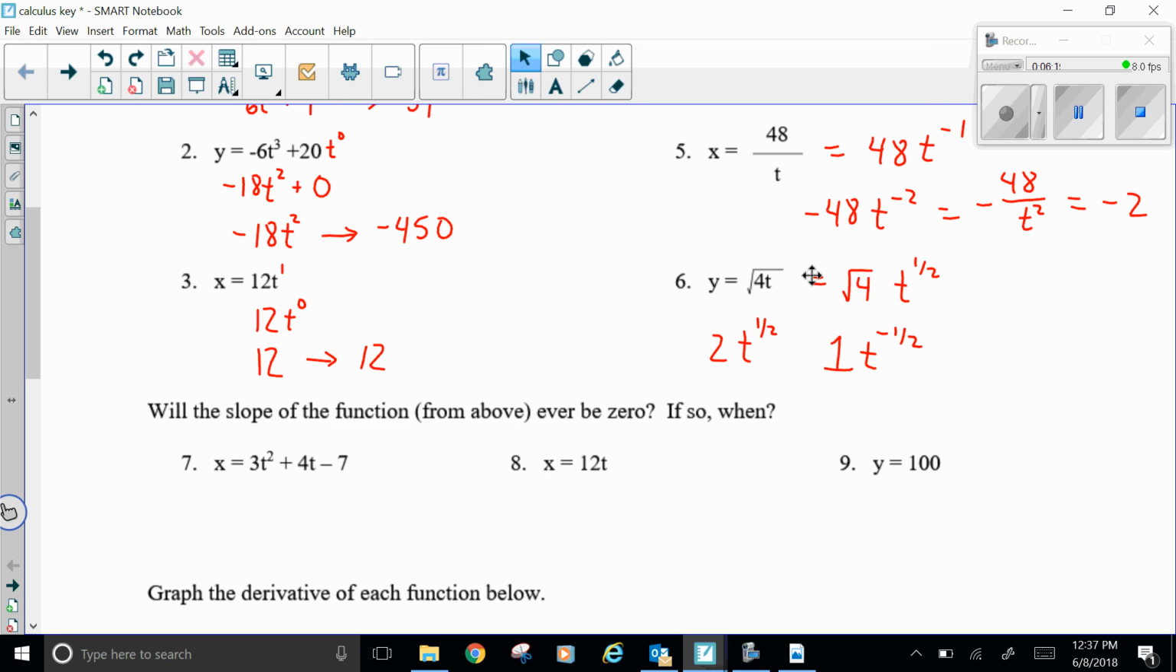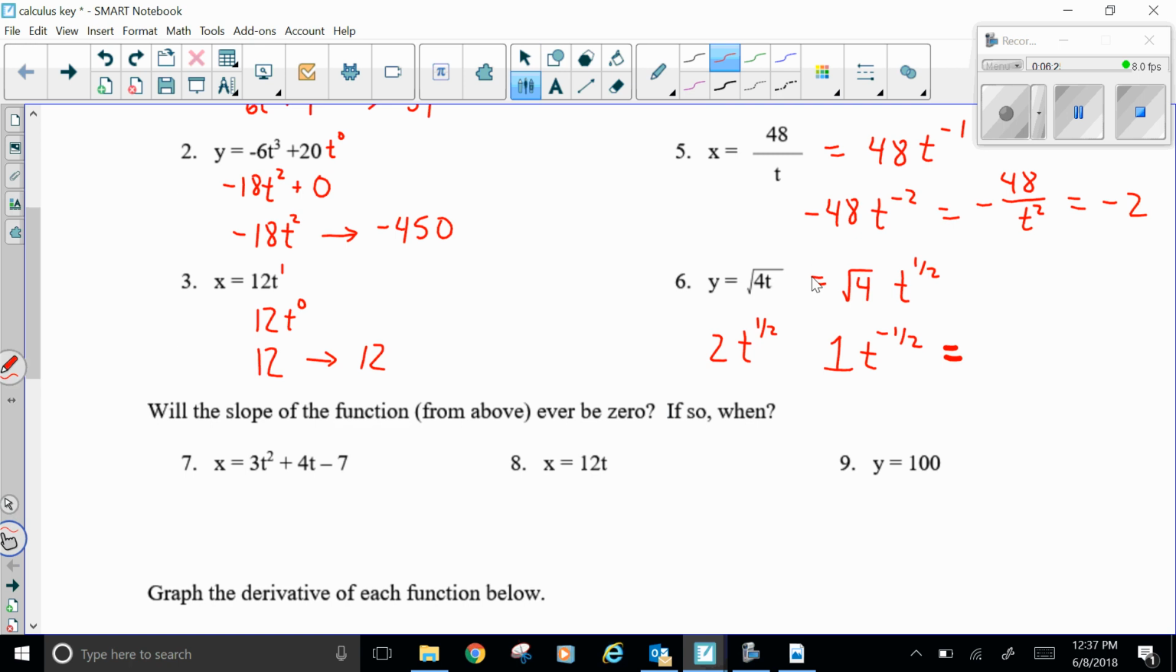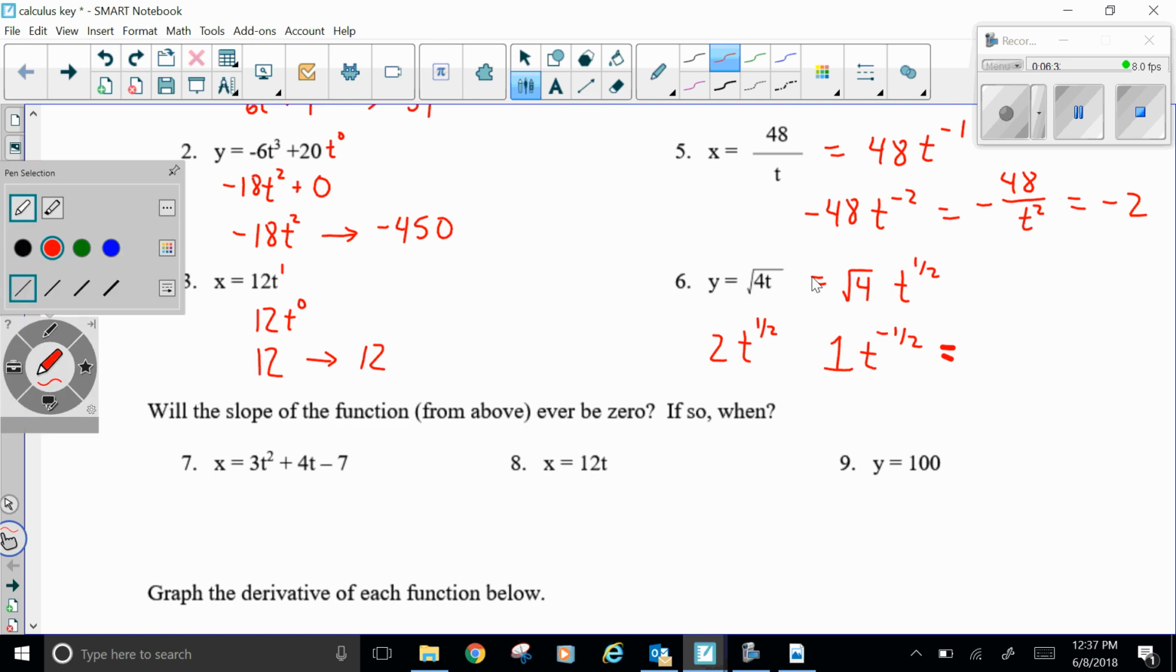I can express that as, oops, my marker has all of a sudden gone. All right. So I can express that. Okay, great. My marker's not working out.